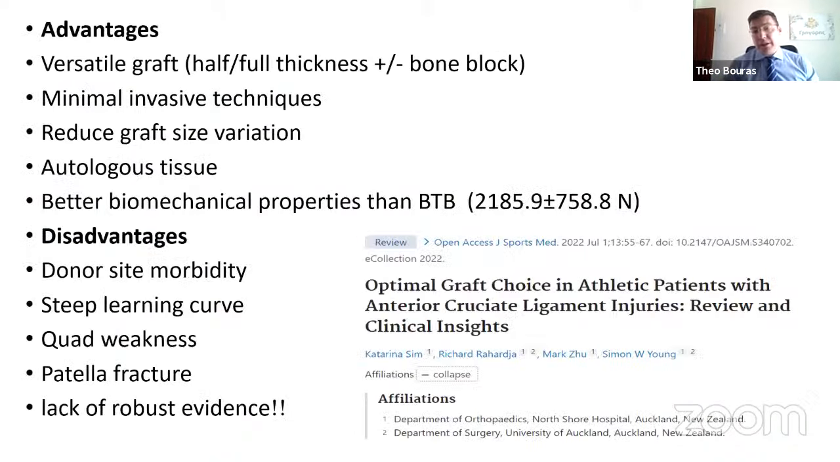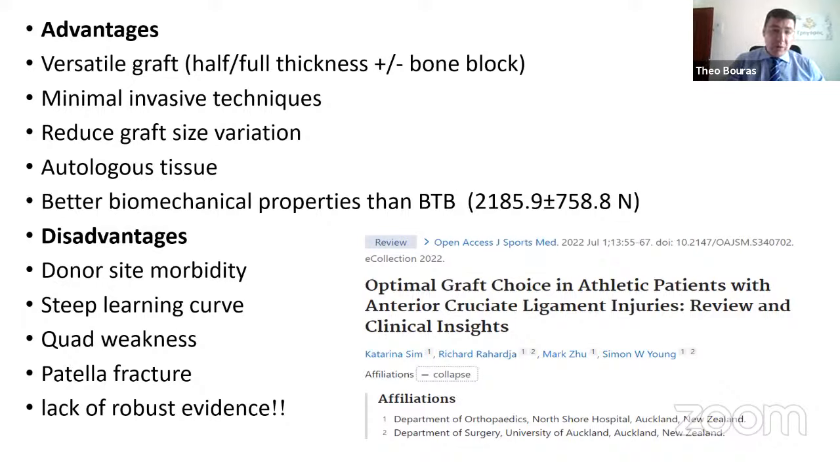The advantages are that it is a versatile graft. We can take half or full thickness, with or without a bone block, using minimal invasive techniques, as was shown in the photos before. It can reduce graft size variation, because with the specific harvesting tools we can choose the length and the thickness of the graft. It is an autologous tissue, and it is proven that it has better biomechanical properties than the BTB.